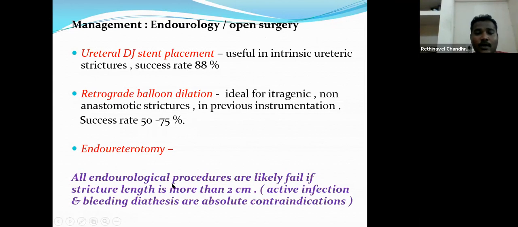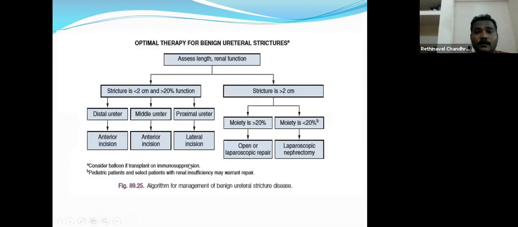And also there are absolute contraindications for this. Again a question asked: absolute contraindications for endourology procedure in stricture are any stricture length more than 2 centimeter, active infection, and also bleeding. A coagulopathy is also an absolute contraindication for endo procedures in ureteric strictures. So this is the simple way to remember.